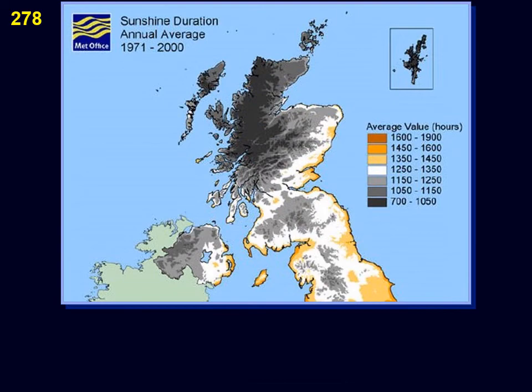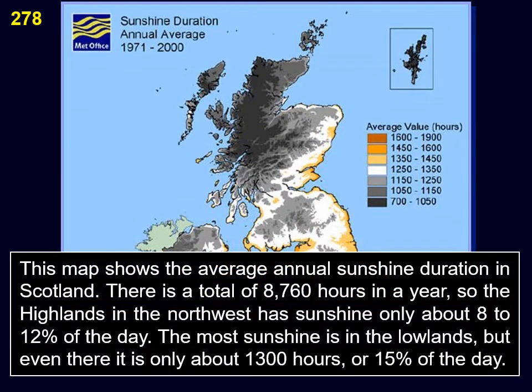This map shows the average annual sunshine duration in Scotland. There is a total of 8,760 hours in a year. So the Highlands in the northwest has sunshine only about 8 to 12% of the day. The most sunshine is in the lowlands, but even there it is only about 13 hours, or 15% of the day.